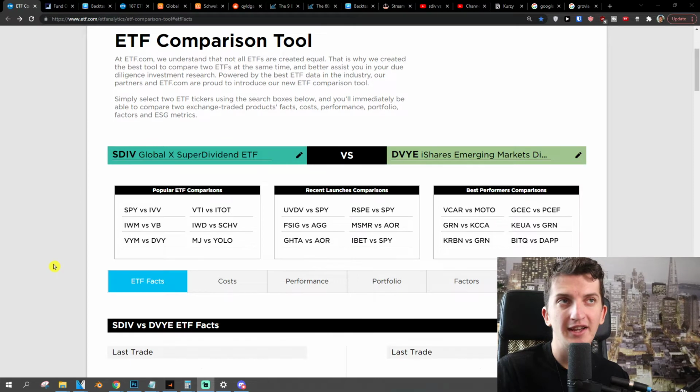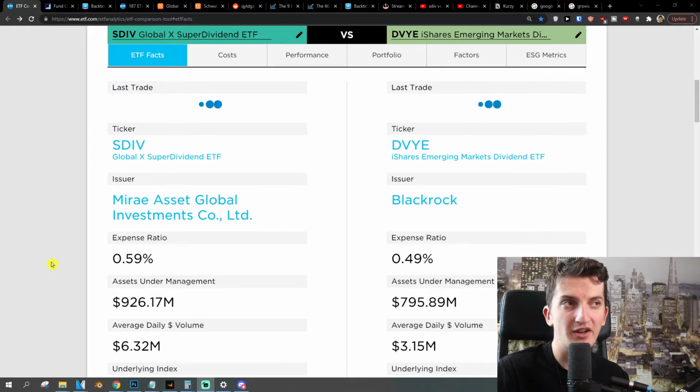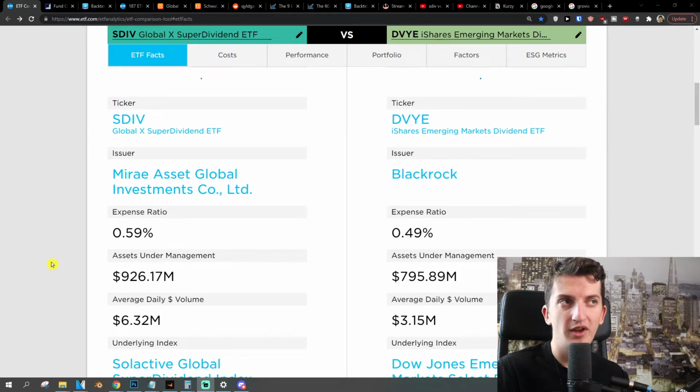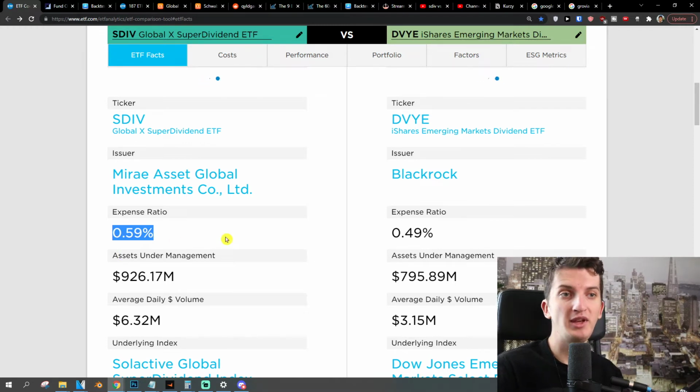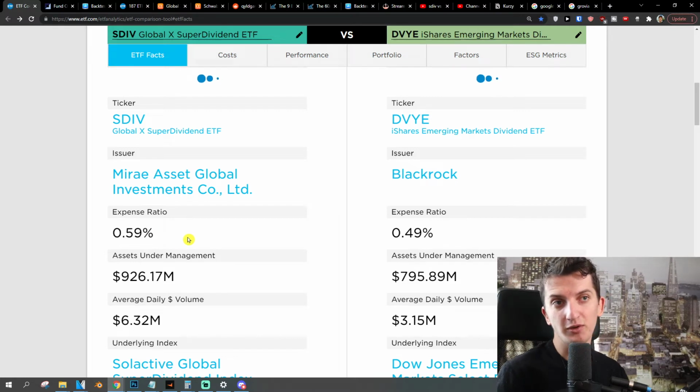Here we are, the ETF comparison tool, and let's start. The expense ratio for DVYE is 0.49%. The expense ratio for SDIV is also pretty high, 0.59%. So let's say that if you were investing $10,000, you would pay $59 here, and in DVYE, $49.